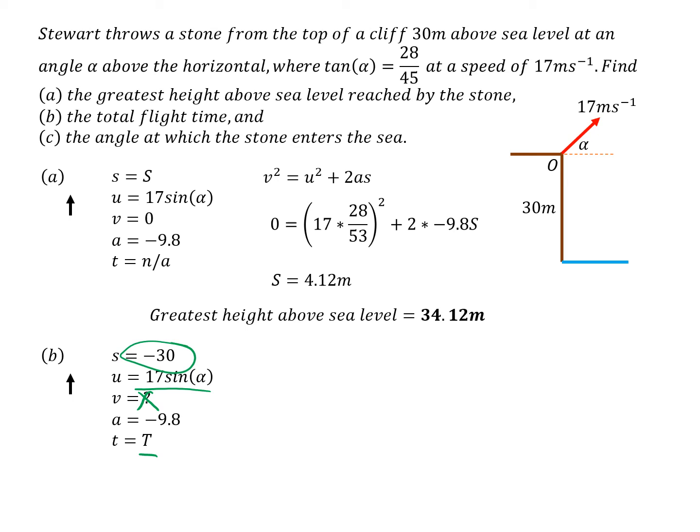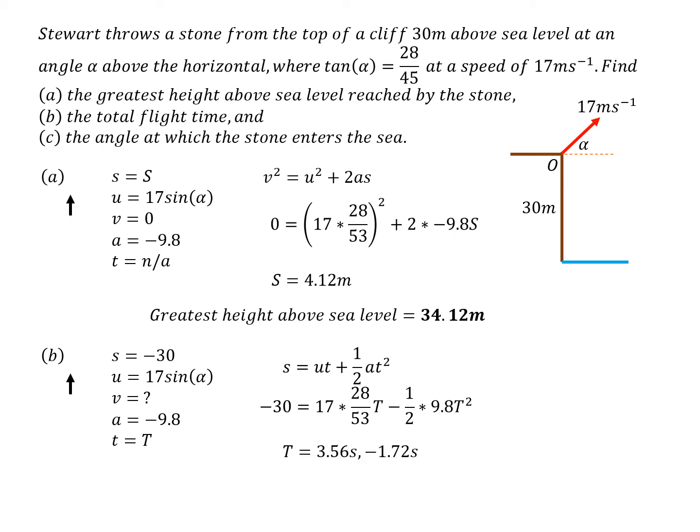So the formula I want is the one that hasn't got v in it, and that's S equals ut plus half at squared. Popping those numbers into that formula gives me that, and then from there I get two values for t, and of course we're only interested in the positive one, so the total flight time is 3.56 seconds. So that's part B complete.